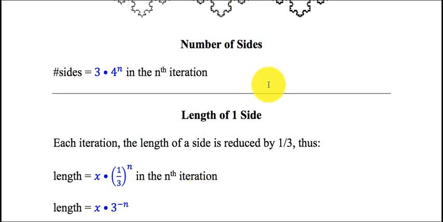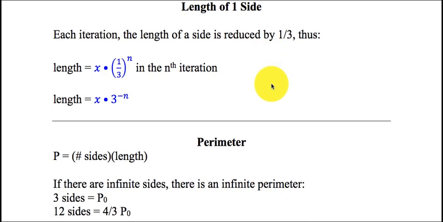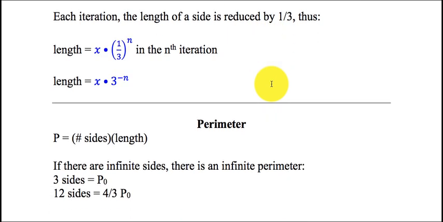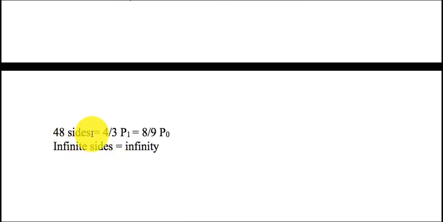Now when we're talking lastly about the perimeter, it is equal to the number of sides times the length. If there's infinite sides, you get infinite perimeter. Because let's say there are 3 sides, then we'll call that perimeter p sub 0. If there are 12 sides, it's 4/3 of p sub 0. If there are 48 sides, it's 4/3 of p sub 1, which is 8/9 of p sub 0, which means that if there are infinite sides, then infinite perimeter.